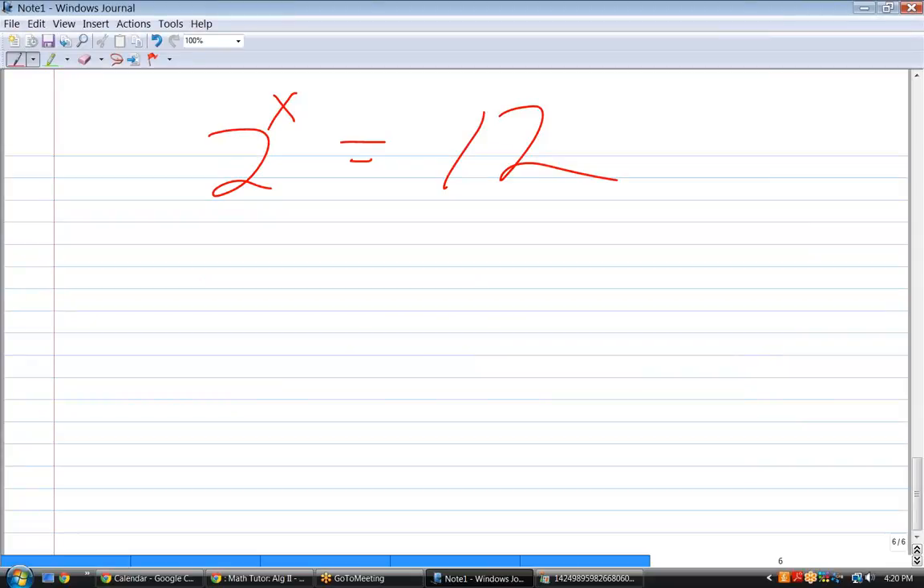Would you take the log of 2 both sides? I would take the natural log of both sides. Okay. You could take the log base 2 of both sides. And we'll do it both ways, and I'll show you why I prefer the natural log. Okay? Take the natural log of both sides. Now, what does that allow you to do?